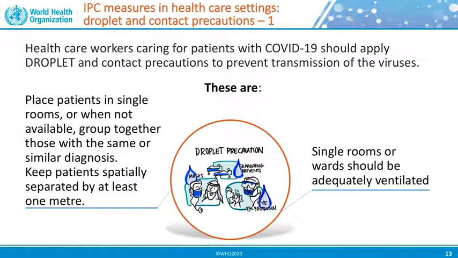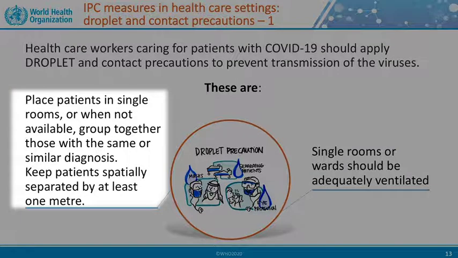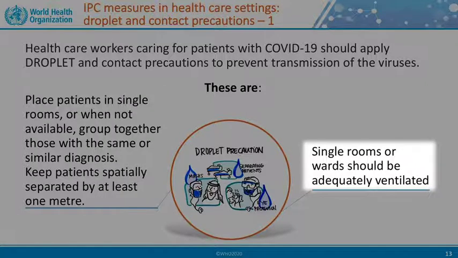Healthcare workers caring for patients with novel coronavirus should apply droplet precautions to prevent transmission of viruses via large droplets. These include placing patients in single rooms, or when single rooms are not available, group together those with a similar or same diagnosis. Keep patients spatially separated by at least 1 meter. Ensure that single rooms or wards are adequately ventilated.